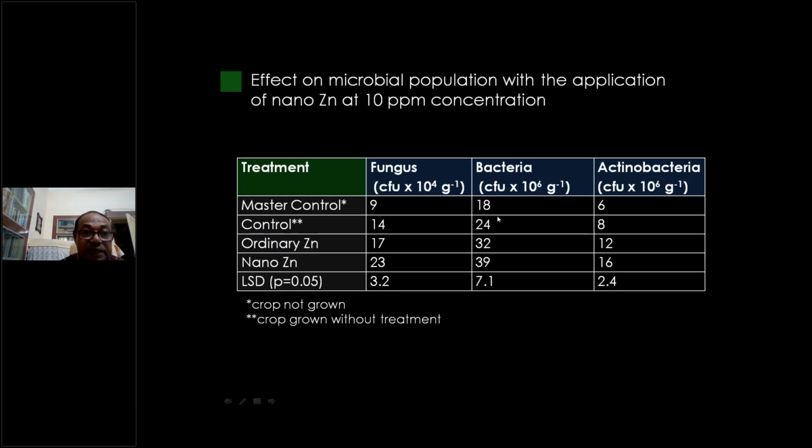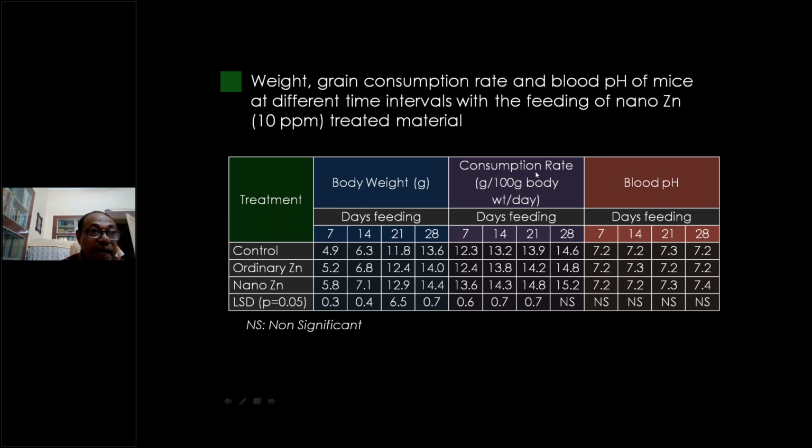And if you look here at the microbial population, intentionally I am showing the result of zinc, which is detrimental at higher doses. But at recommended doses of application, the microbial population is enhanced, with other bacterial and fungal active populations in the system. And if you look here at grain consumption and blood phase, when feeding the nano food to the animals, you can see body weight is slightly enhanced and consumption rate is slightly enhanced, and there is no change in blood phase. So there is no adverse effect when we use recommended doses of application.